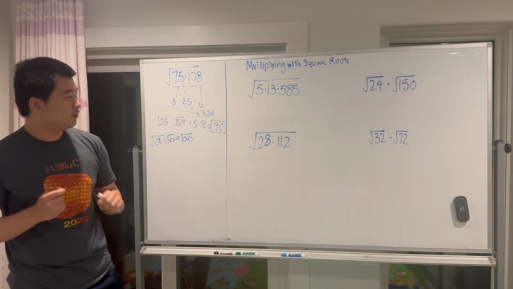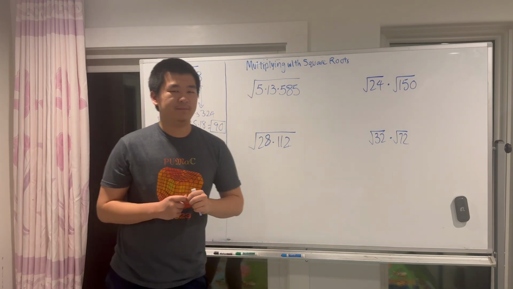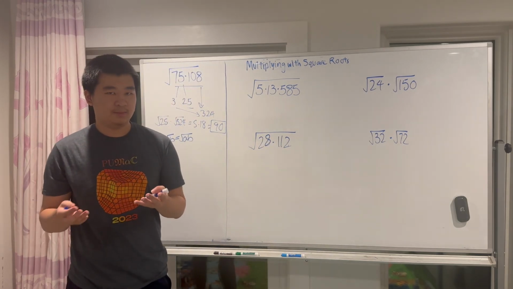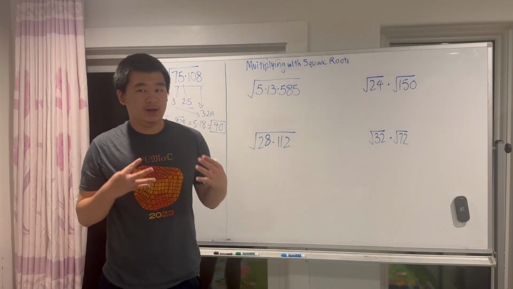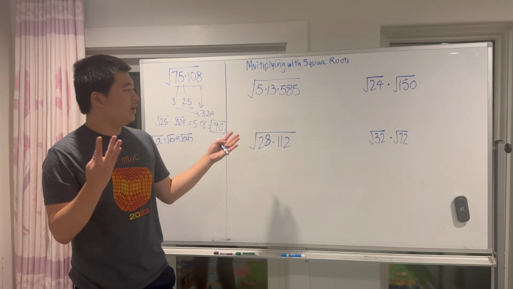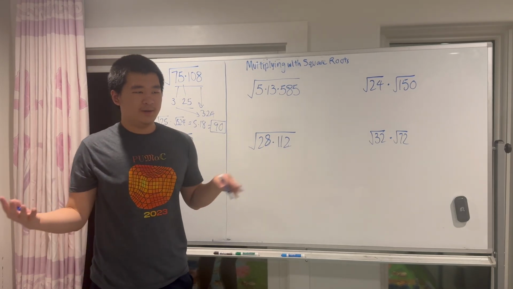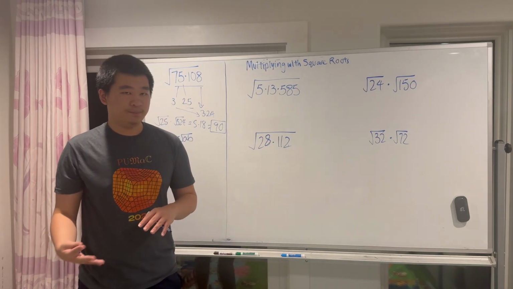So next example, the square root of 5 times 13 times 585. Now, the scariest part about this problem is, of course, that 585, right? We don't often see numbers that are this big and, I would say, kind of ugly. 585 is not a perfect square. We can't really tell at first glance if it has any perfect squares inside it. So what can we do?